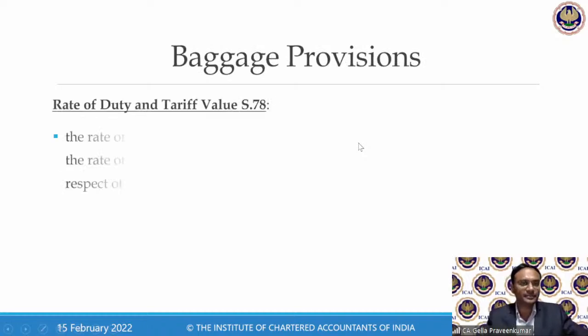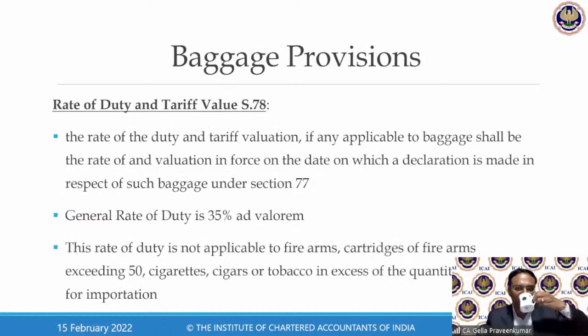Moving further. In the case of my baggage, the rate of duty and tariff value is determined under section 78. So my baggage provisions are dealt with under section 78.